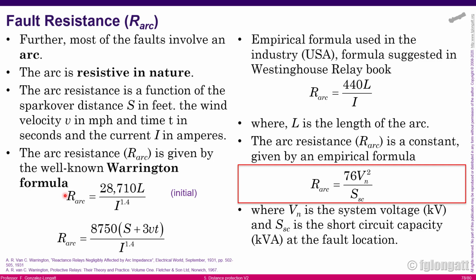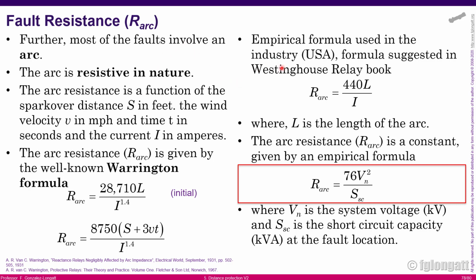But then when the arc is established, the wind speed, direction and the length of the arc start to change, and they have an impact on the resistance of that arc. He established a second equation for the period after the initial moments. The arc resistance depends on the spark over distance S, the wind velocity, the time in seconds, and in the denominator he includes the arc current. There are many other papers and books.